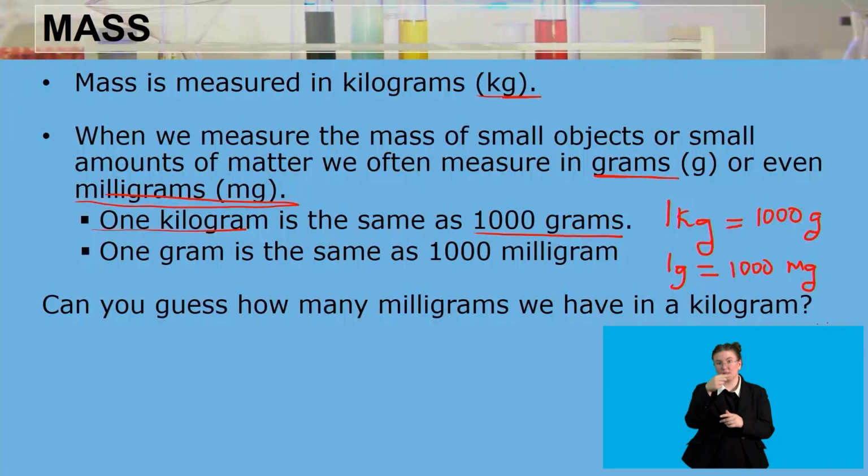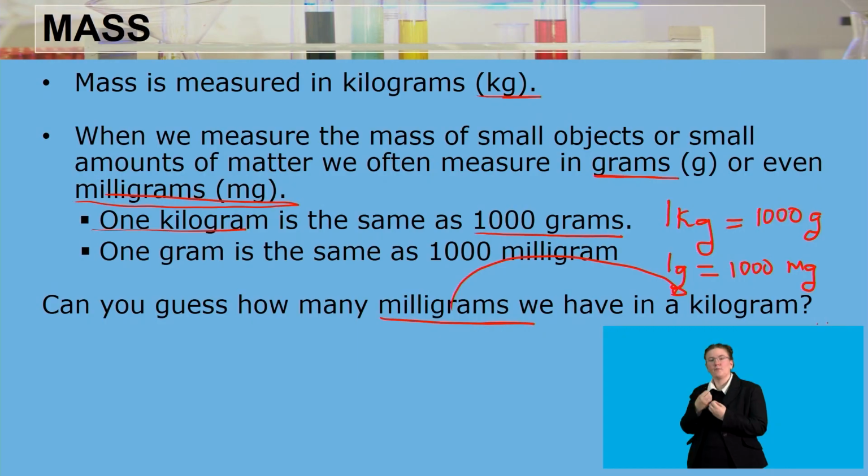For instance, if you want to convert 2 kgs into grams, you know that if 1 kg is 1,000 grams, then 2 kg must be 2,000 grams. Now, can you guess how many milligrams we have in a kilogram? The milligrams that we have in a kilogram is 1 million. So we have 1 million milligrams in a kilogram.